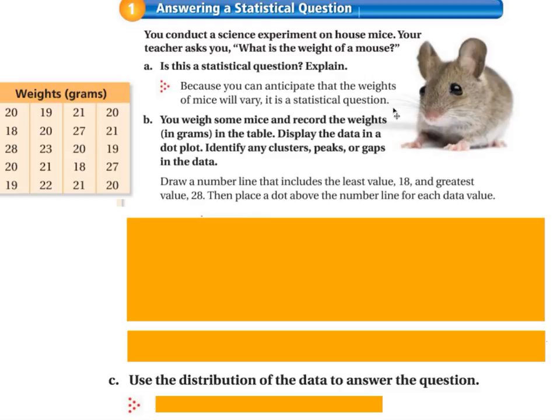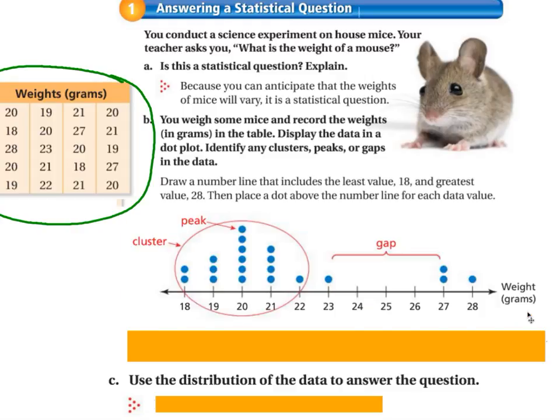So, part B says you weigh some mice and record the weights in grams in the table. Okay, so notice off to the left side here, we have a table with a bunch of weights. Now, while this table is nice and it gives us all of the data or information that we need, sometimes it's a lot easier to interpret data if we put it on a dot plot. So, once again, we're going to take a look at a dot plot, and this happens to be the one that I had on the last page as well. And when I organize the table's data into the dot plot, it's a lot easier to interpret it. So now we can put meaning to these peaks and clusters and gaps.